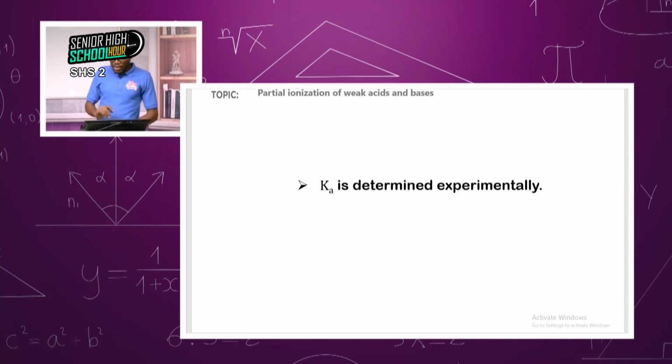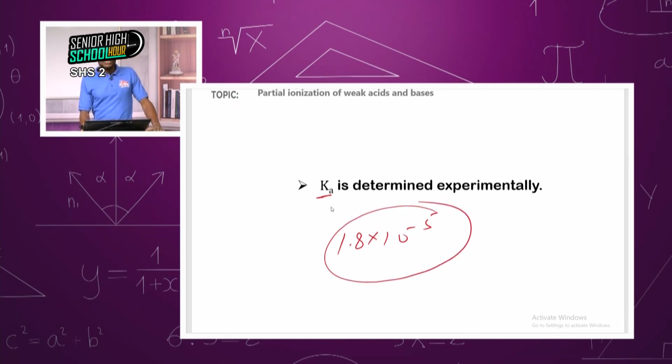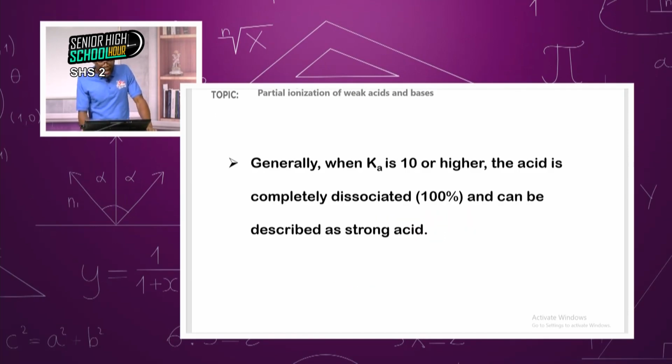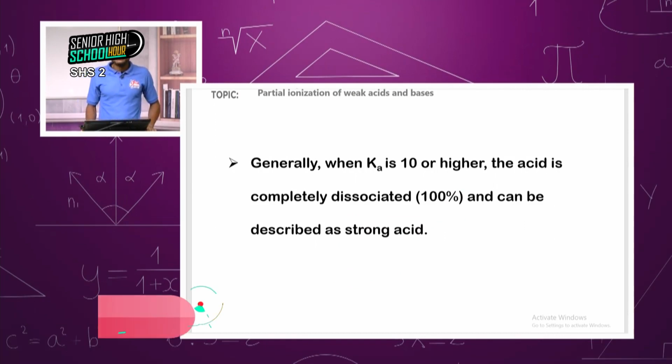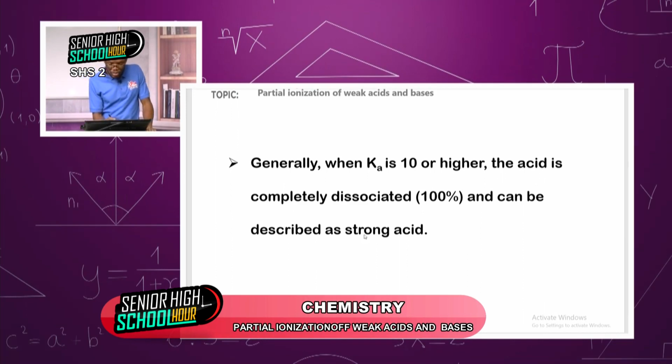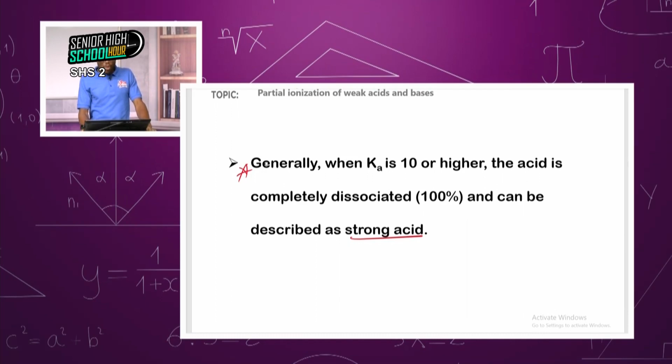Ka, don't forget, is experimentally determined. It means that you cannot just look at it in any way and say it's so and so. Because they are experimentally determined, they are constants. Each weak acid has its own constant. For example, the one for vinegar, as you have it at home, is 1.8 times 10 to the power negative 5. Anytime you need it in calculations, it will be given to you to work with. Generally, when Ka is 10 or higher, the acid is completely dissociated. That is 100% dissociation and can be described as a strong acid. Please take note, it is very, very important.